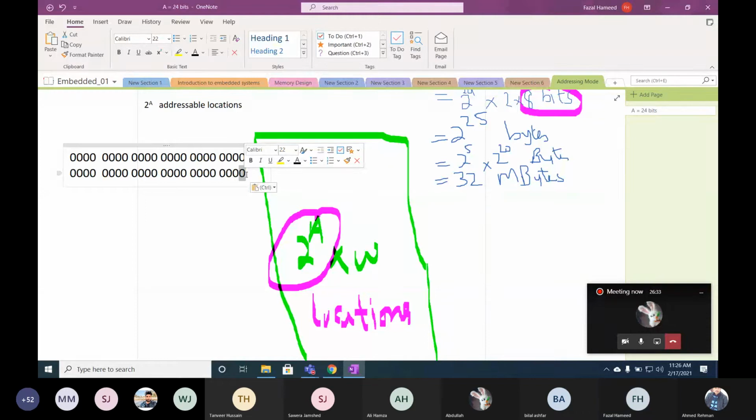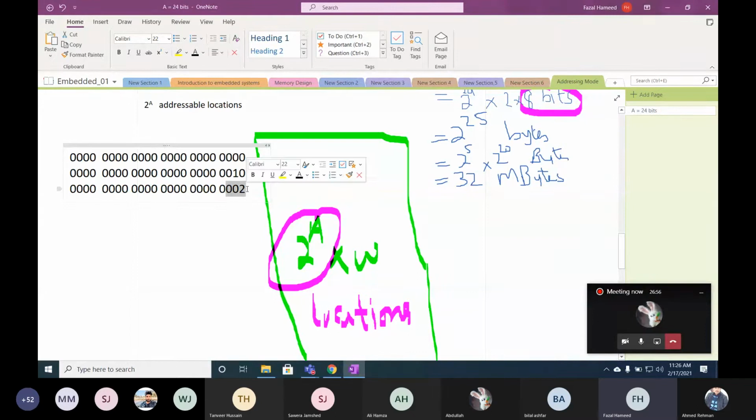Okay. Now I will make it 2. I will explain why I'm making it 2: this address is byte addressable. So this is 2. Is this representation binary or hexadecimal? It is binary, so 2 will be 10, and 4 will be 100.